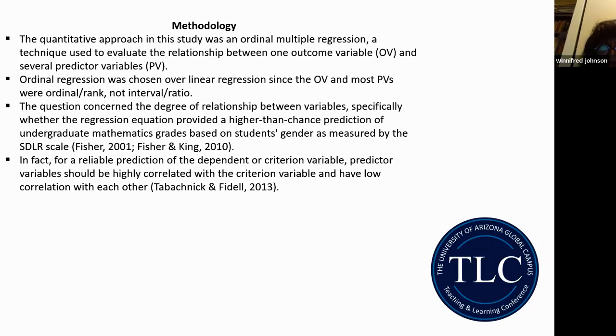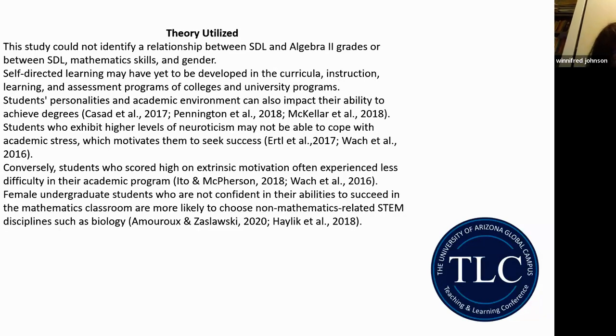In fact, for a reliable predictor of the dependent or criterion variable, predictive variables should be highly correlated with the criterion variable and have low correlation with each other based on Tabachnik and Fidel.